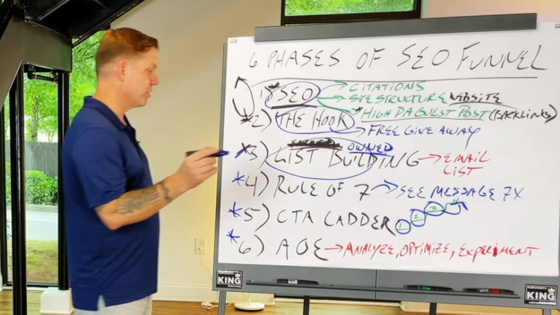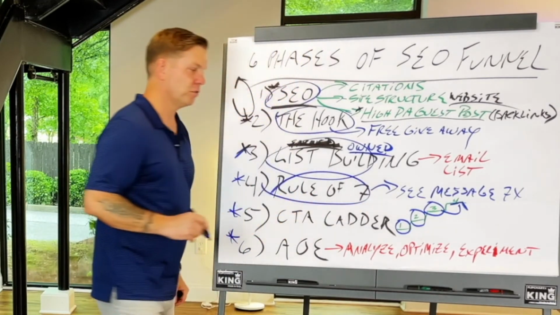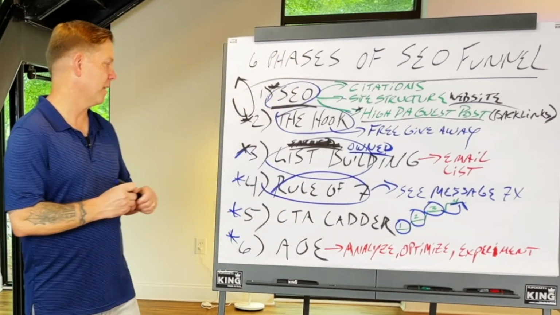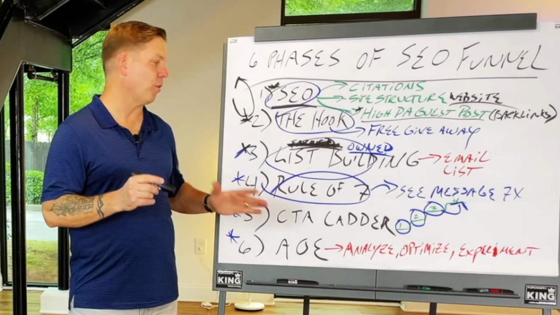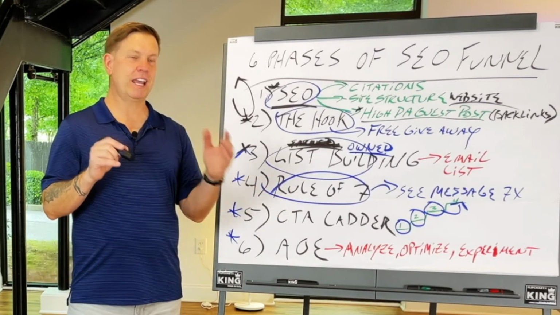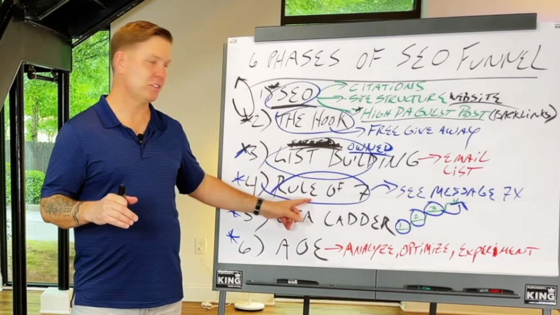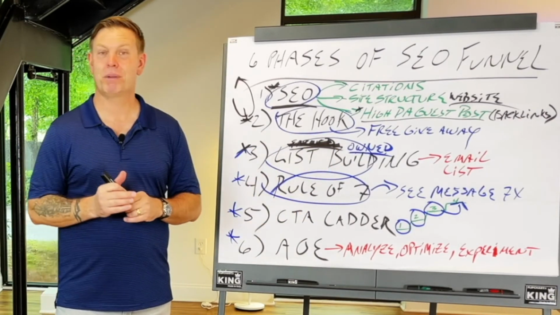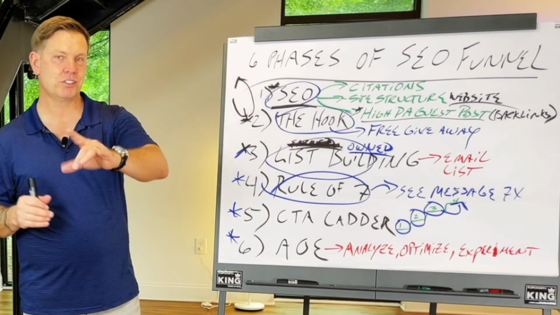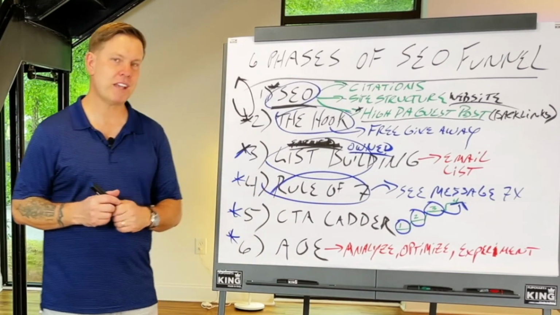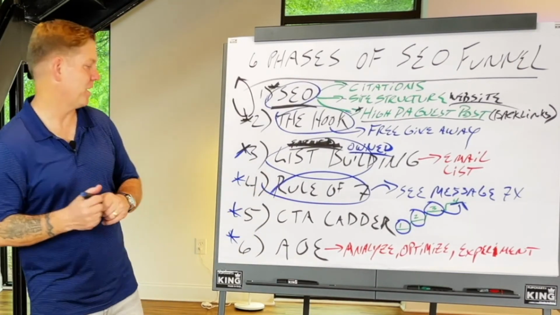And now that you have your list, phase number 4 is the rule of 7. It's basically the way you think about your messaging and really the impression, the number of times your email list, or really any audience of prospects, sees your business. So think in terms of the rule of 7 as you put together your email sequence, all right?